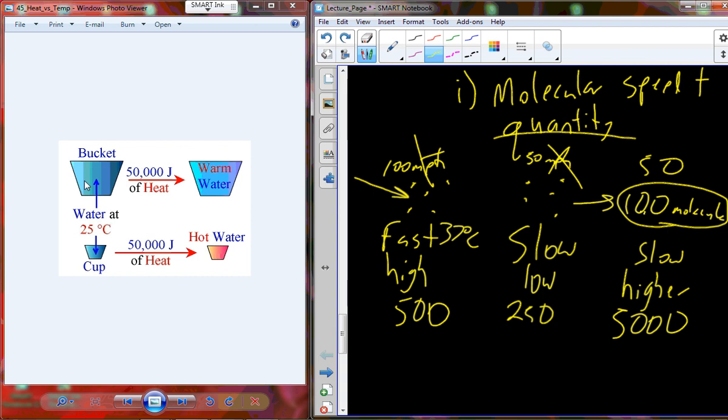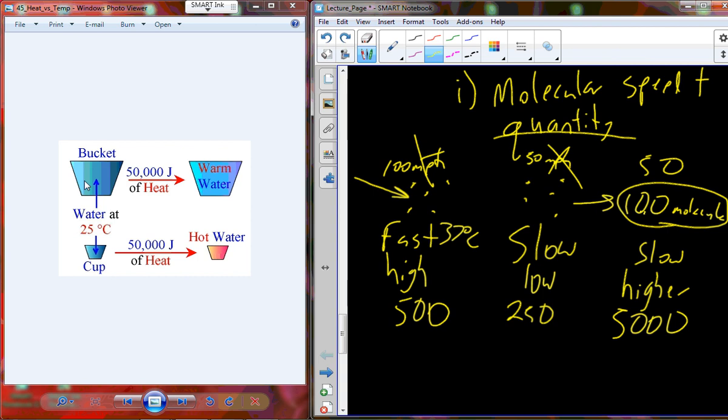So here, by adding more heat into a lower number of molecules, you get a greater increase in temperature because all of that heat can go towards increasing the molecular speed of just a few molecules, whereas you have to distribute that heat across a much larger number of molecules over there.